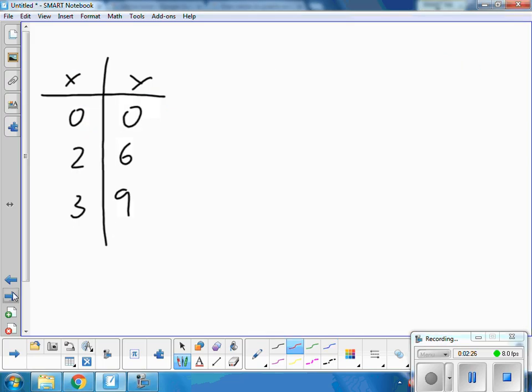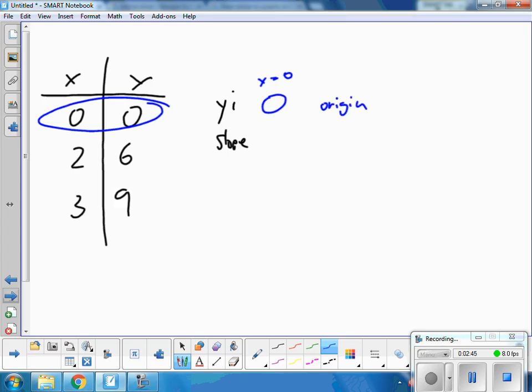Okay, here's another table. Again, I'm looking for the y-intercept, and I'm looking for the slope. Once I have those two things, I indeed have my equation. So my y-intercept is where x equals 0, and x is 0, and y is 0. So my y-intercept is at 0. This goes to the origin, O-R-I-G-I-N. My slope, whoa, okay, so I noticed that my slope from 0 to 6 is 6, and from 6 to 9 is 3.